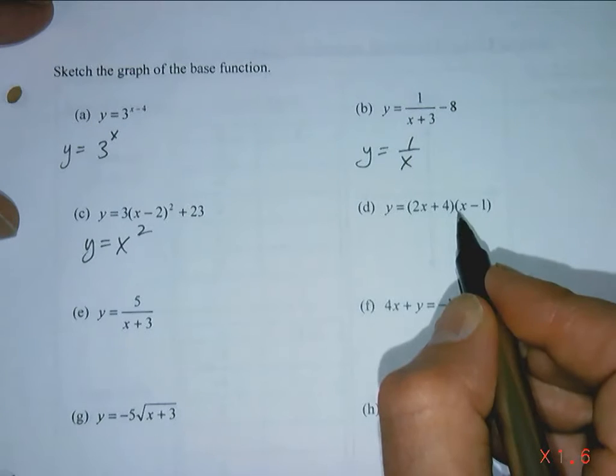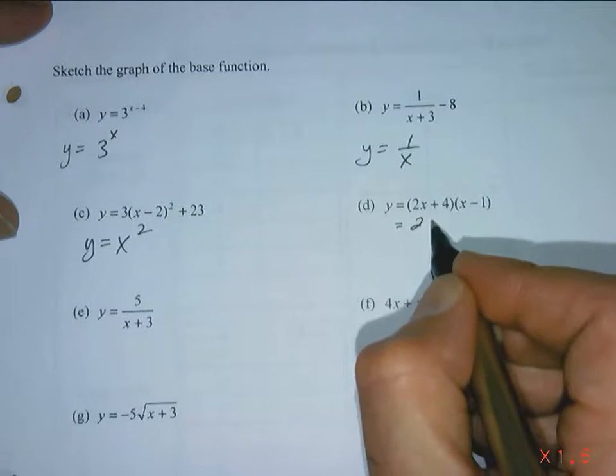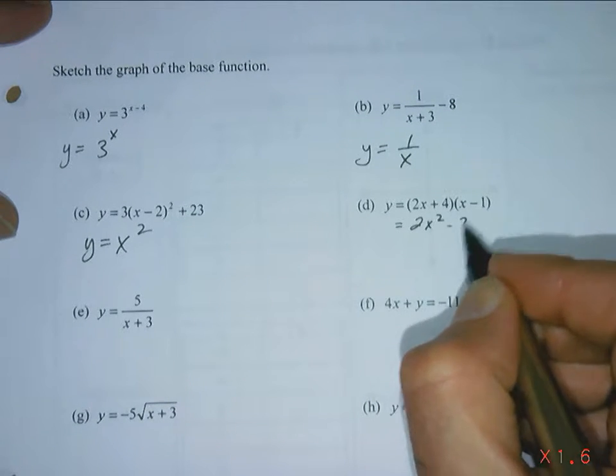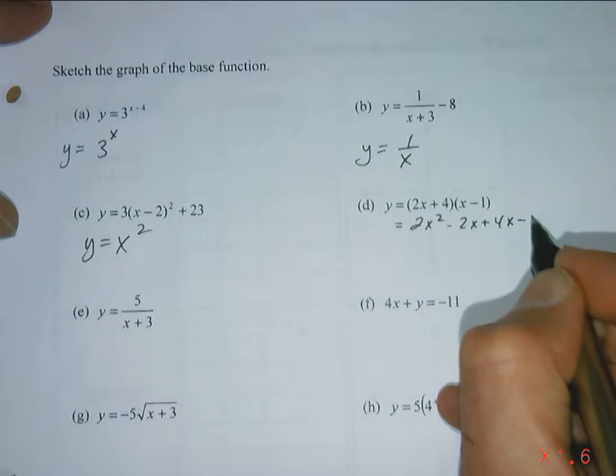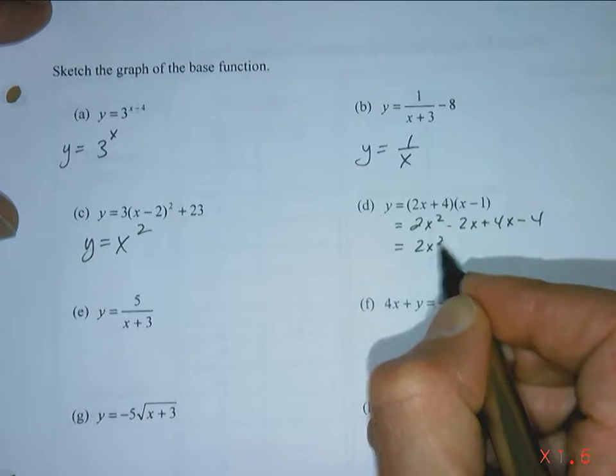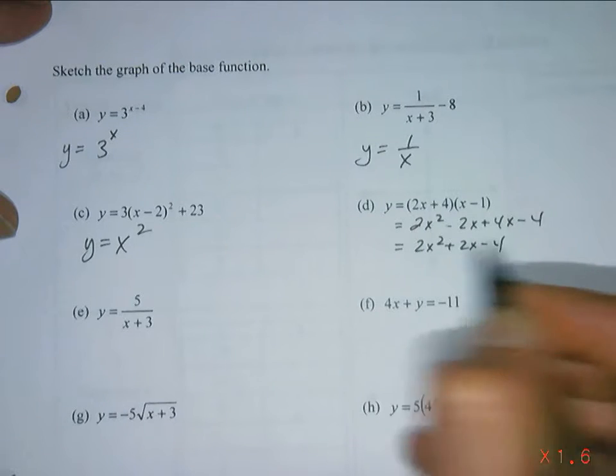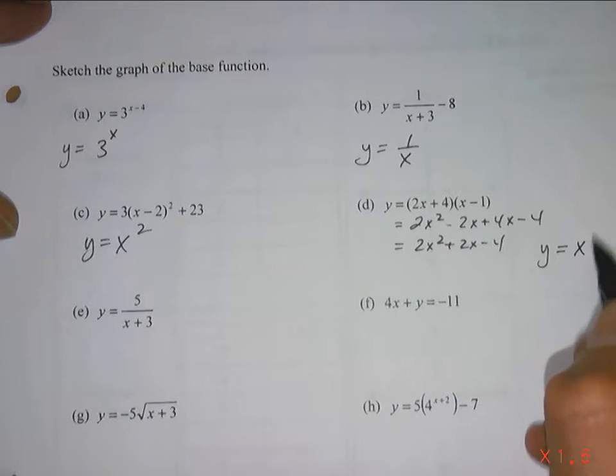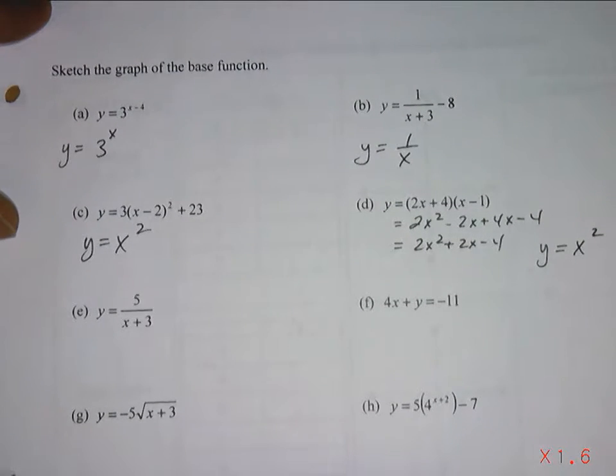This one, we have to do a little bit of work first. So it's going to be 2x squared minus 2x plus 4x minus 4, 2x squared plus 2x minus 4. That's a quadratic, so its base function is y equals x squared.